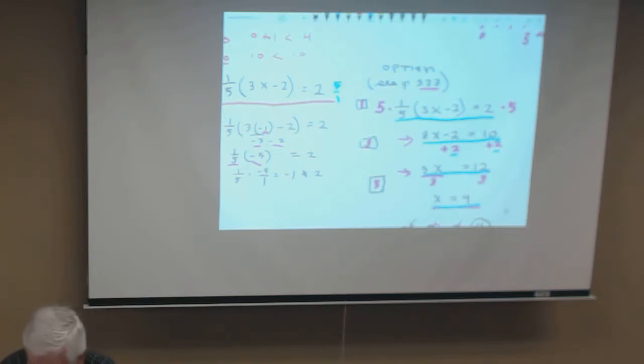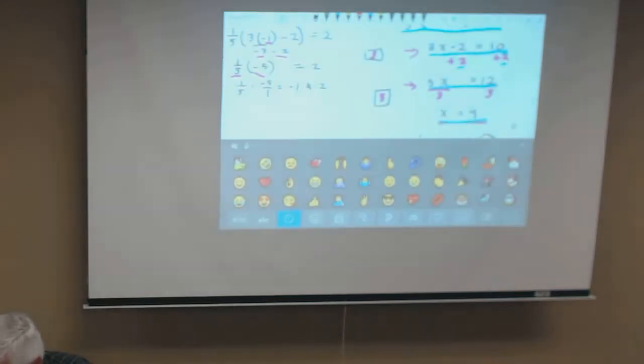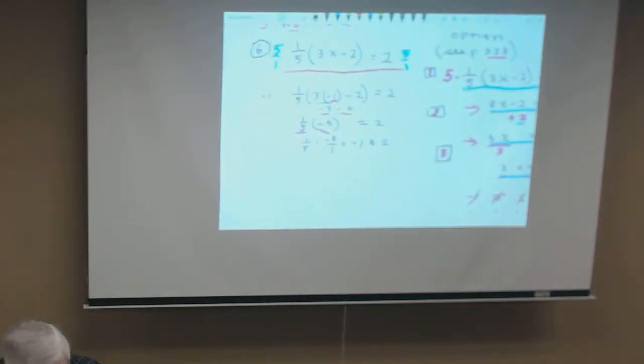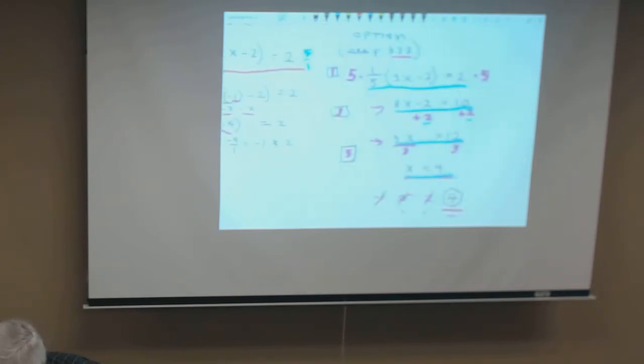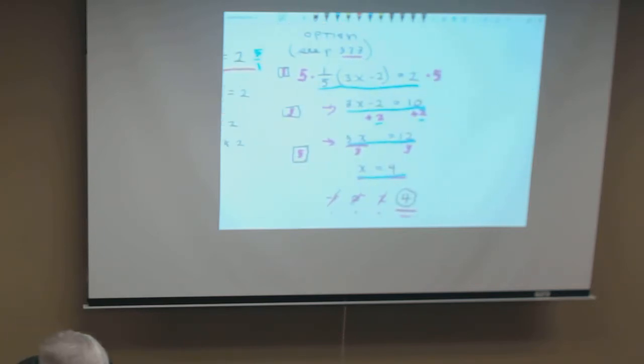So now I go back. Now see how much easier that is than plugging all those things in? I go back to number 6 and say, okay, x has to equal 4. So a doesn't work, -1 doesn't work, 0 doesn't work, 2 doesn't work, and 4 works. Isn't that a lot easier than plugging all those numbers in and doing all that math? Isn't it?